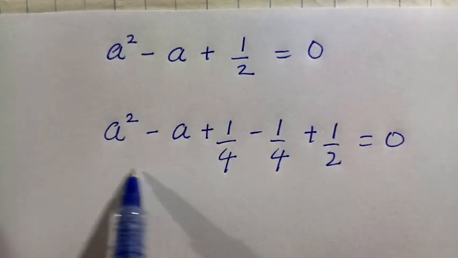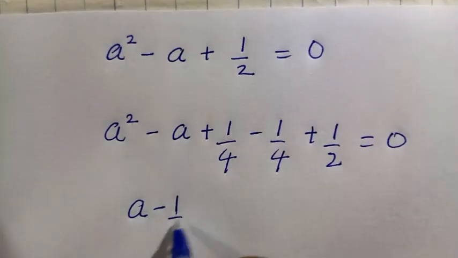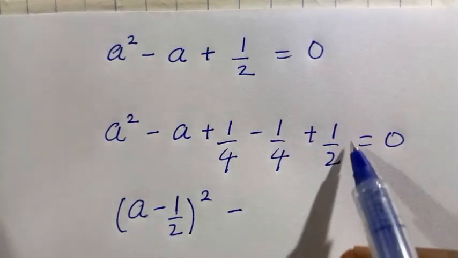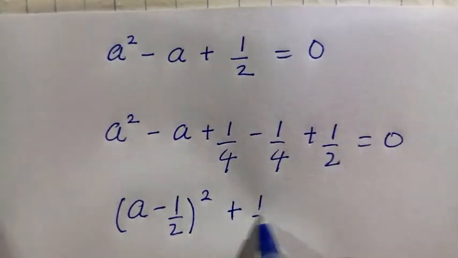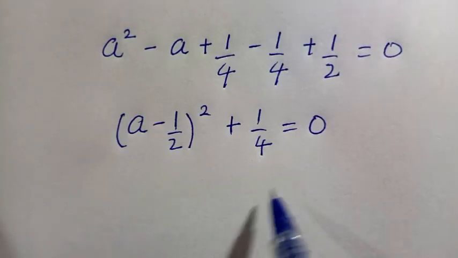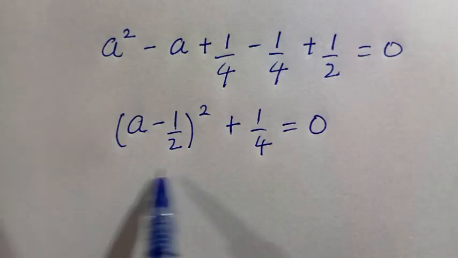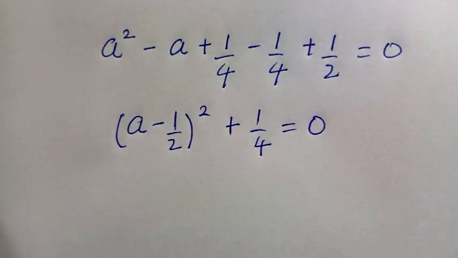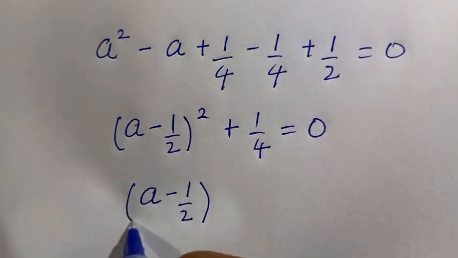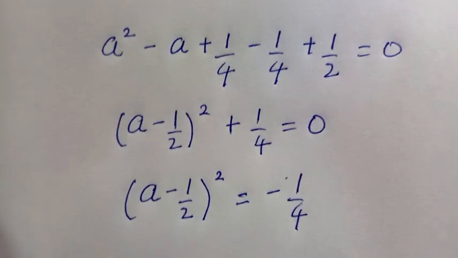So getting this, let's combine the first three together. We have this as (a minus 1 over 2) squared. Then minus 1 over 4 plus 1 over 2 gives us plus 1 over 4, and this equals 0. So this is just like the basic lowest common multiple method. And then from here, we transfer 1 over 4 to the other side. Here we have (a minus 1 over 2) raised to the power 2 equals minus 1 divided by 4.